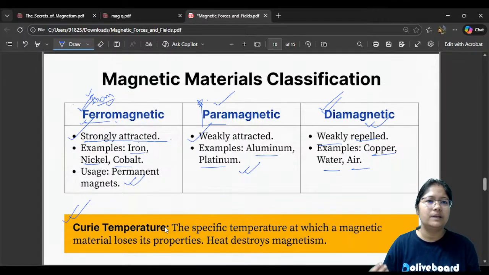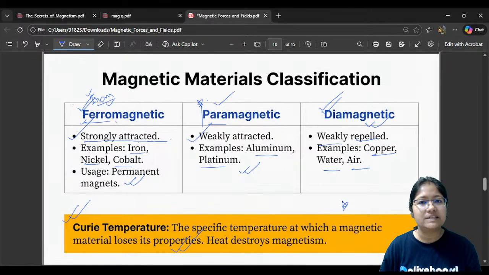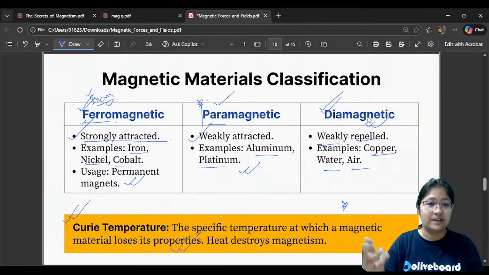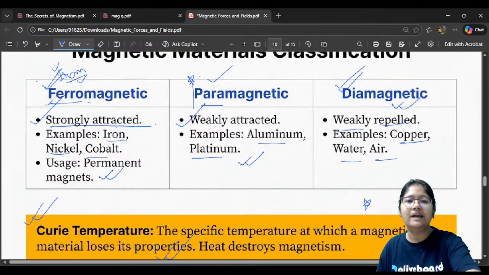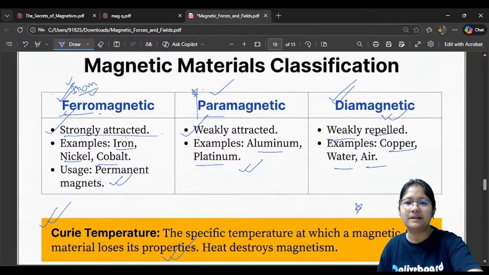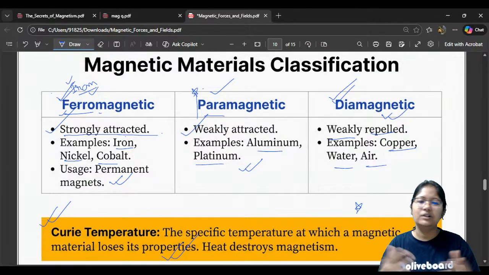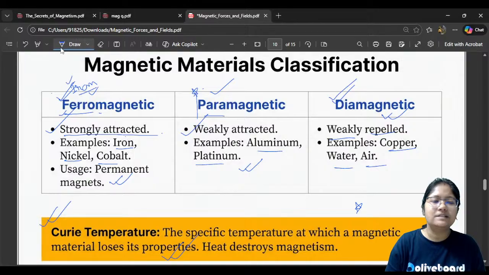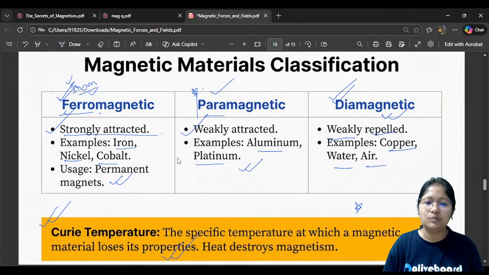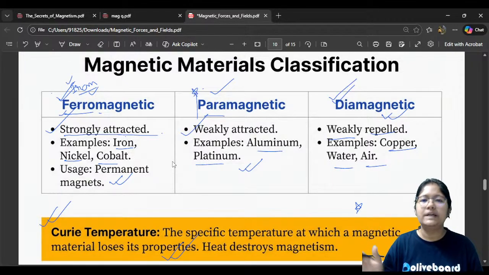And what is Curie temperature? You must have heard about Marie Curie. Curie temperature is the specific temperature at which a magnetic material loses its property, because heat destroys magnetism. That is why there are some magnet care tips available. In the magnet care tips we see that you should not heat up a magnet, and you should store it with a piece of wood in between the magnets. All these things are also there. As a result, if a magnet is heated up to a certain temperature, it will lose its properties.